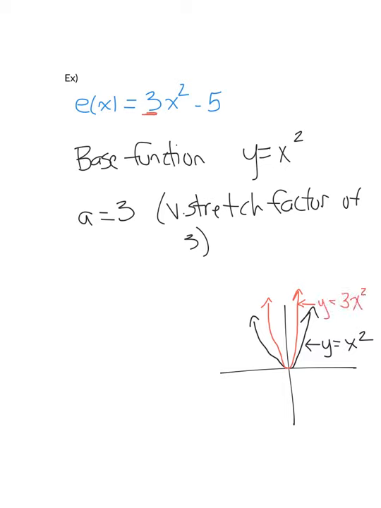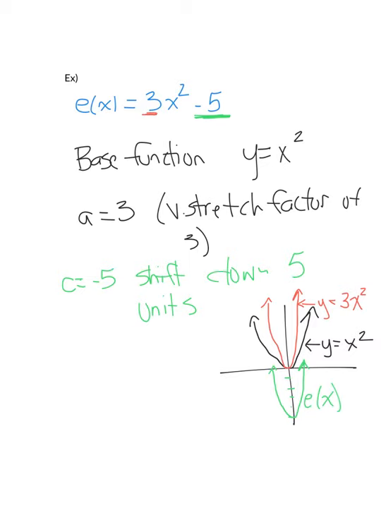The next thing that I see when I'm looking at this is this minus 5. This minus 5 is my c value. So this tells me that there is a shift down 5 units. So now this red function is being shifted down 5. And this is my final function, e of x.